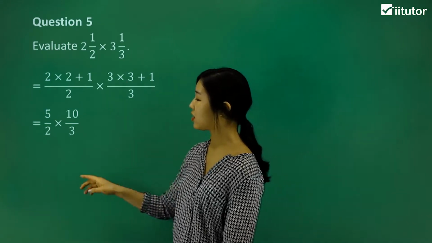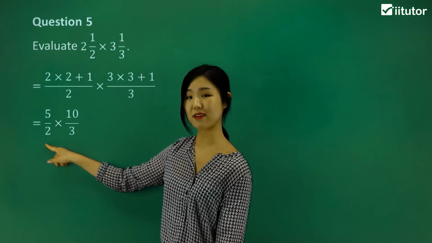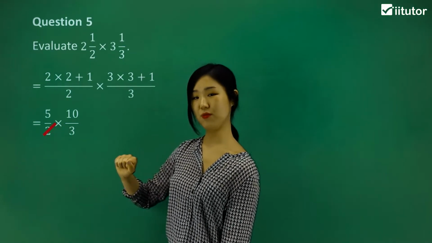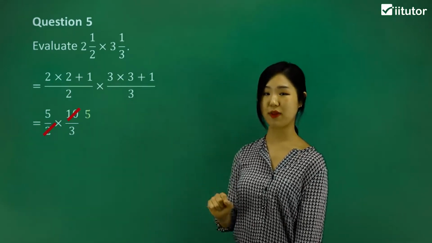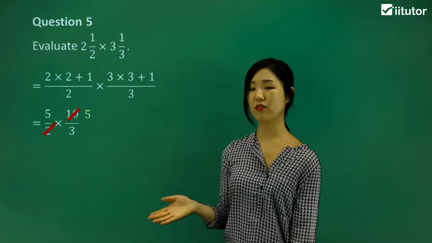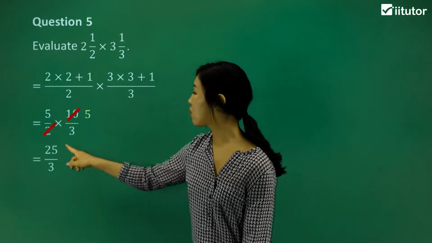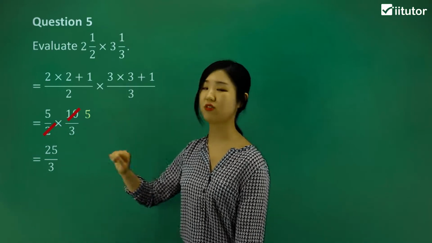Now guys, have a look. 2 and the 10. I think they're both divisible by 2, isn't it? So let's cross out the 2, and that just becomes 1. And let's cross out the 10, and that will become 5, because 10 divided by 2 will be 5. So now, what's left on the numerator? Left on the numerator is 5 times 5, which becomes 25, and the denominator is just 3.